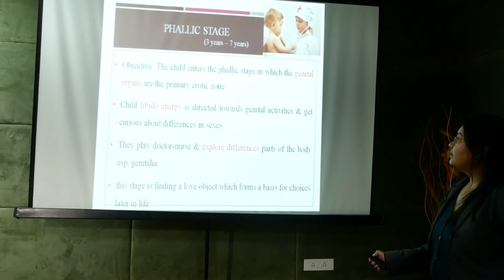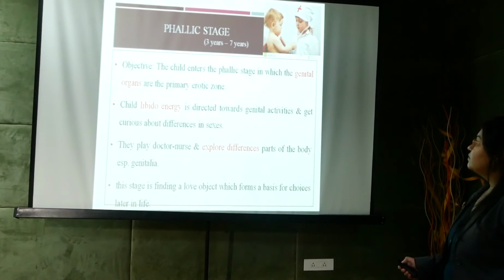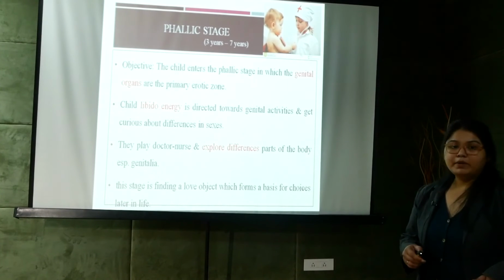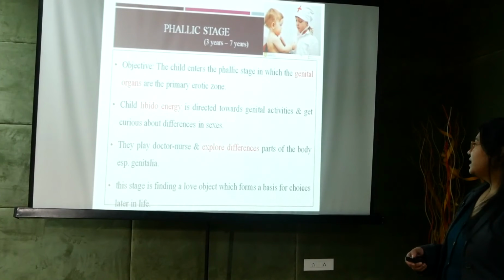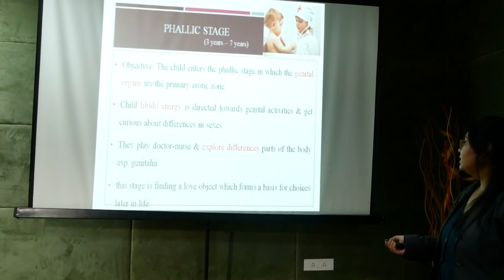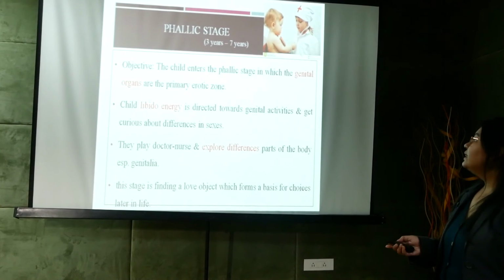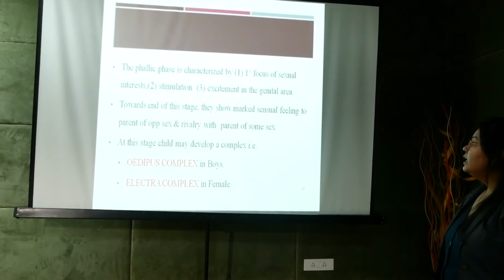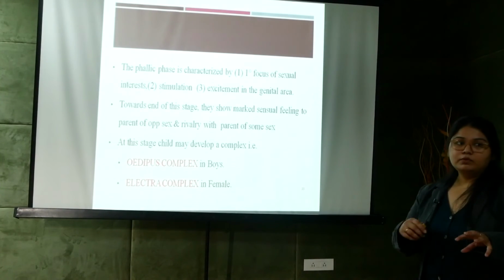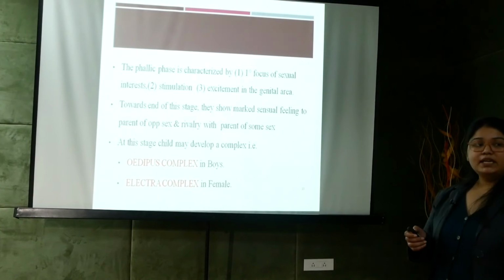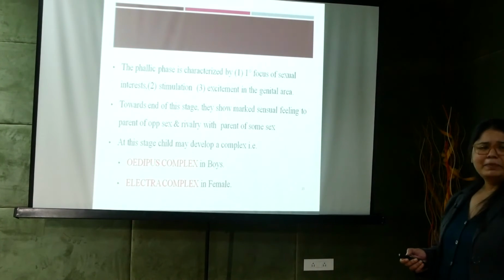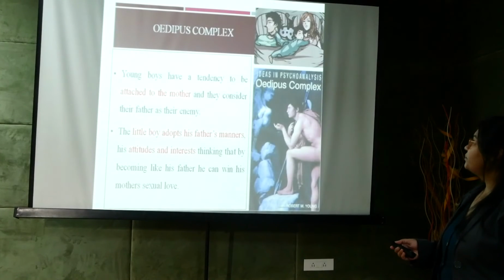The child enters the phallic stage when the genital organs are the prime erotic zone. They play doctor-nurse games and explore different parts of the body, the genitalia. This stage is about finding a love object, which forms the basis of choice in later life. In this stage, we come to two different complexes: the Oedipus complex, which is seen in boys, and the Electra complex, which is seen in females.